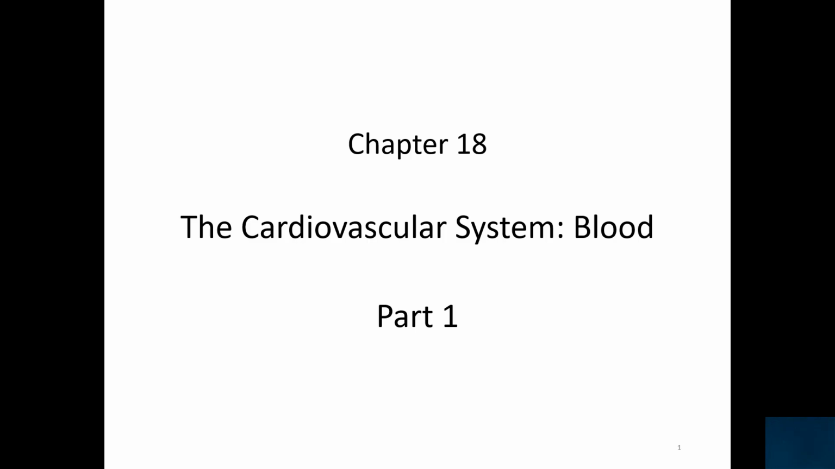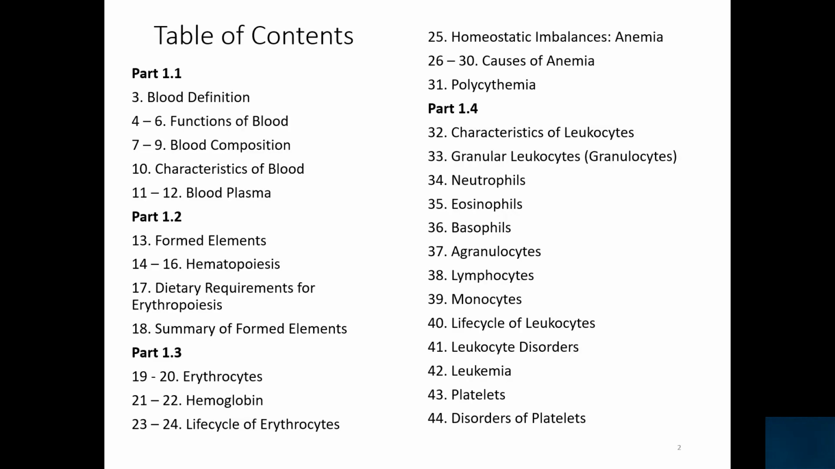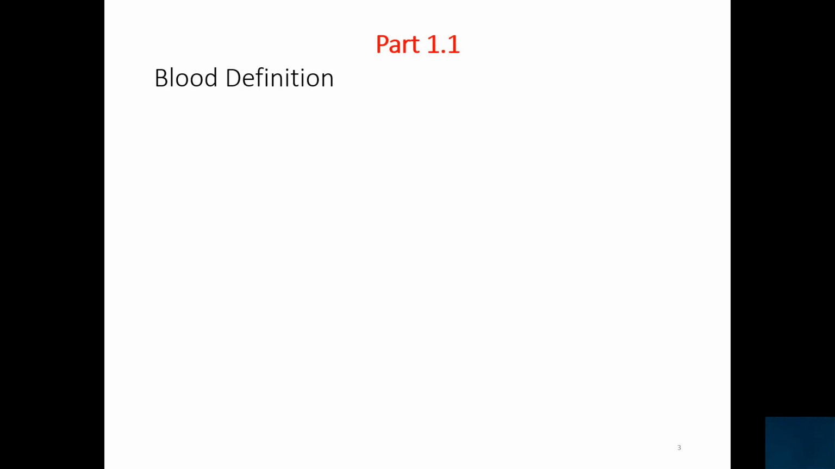Hello, Chapter 18 today. The cardiovascular system, which includes our heart, our blood vessels, and the blood inside of them. And we are starting from blood. Part 1. Here's your table of contents as usual. And now, please, can you answer the question?